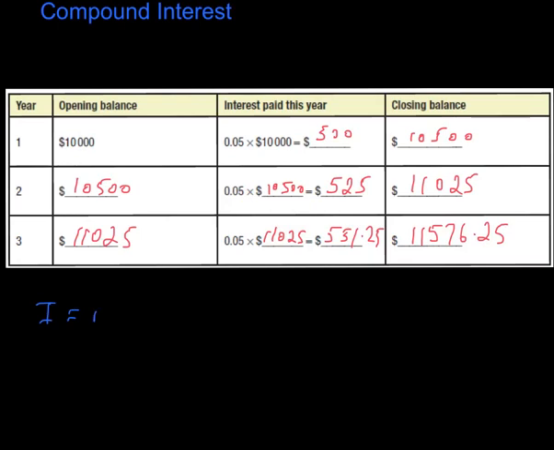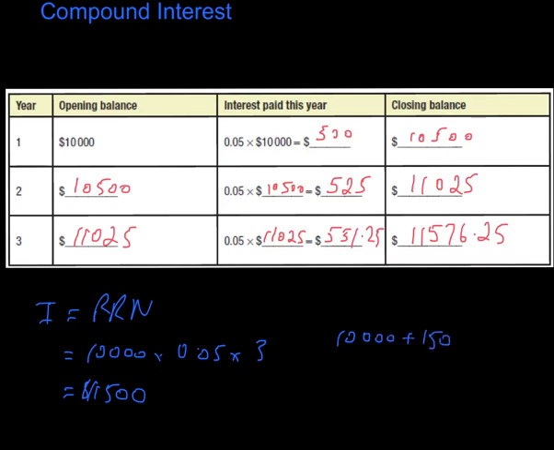Remember, I equals PRN. So the principal, 10,000, times the rate, 5%, times the number of years. The interest is $1,500. Okay, so our original investment, 10,000, plus 1,500 equals 11,500.